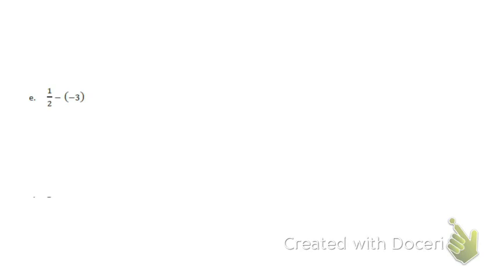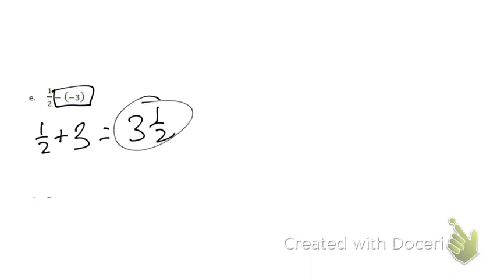E is going to be the last problem here. This one's pretty easy. Again, it's a subtraction problem, right? What are we subtracting? -3. So we're going to change it to adding. What's the opposite of -3? +3. What's half plus 3? If you're adding a whole number plus a fraction, you can just put it together. It's like if you have half a dollar and 3 more dollars. That means you got 3.5. We don't have to worry about a number line for that one.